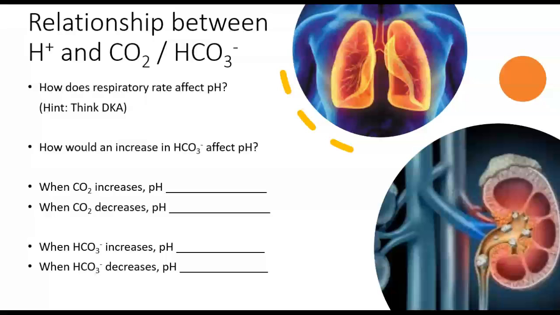So how does bicarb affect pH? So bicarb is our base. So an increase in bicarb, how would that affect pH? An increase in bicarbonate causes the amount of hydrogen ions to decrease and causes the pH to increase. Then on the other hand, a decrease of bicarb causes the free hydrogen ion levels to increase. Increasing free hydrogen ion levels would cause a decrease, and they're inversely related, a decrease to the pH, causing it to become more acidic.